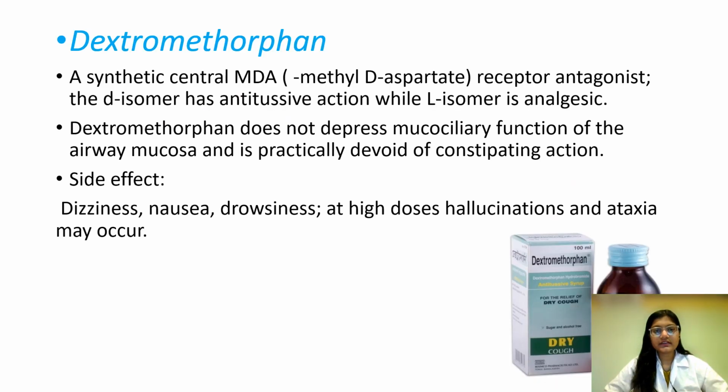The next drug is dextromethorphan. It is a synthetic central N-methyl D-aspartate receptor antagonist. The D isomer has antitussive action while the L isomer is analgesic. Dextromethorphan does not depress mucociliary function of the airway mucosa and is practically devoid of constipating action. There are adverse effects like dizziness, nausea, drowsiness. At high doses, hallucinations and ataxia may occur.